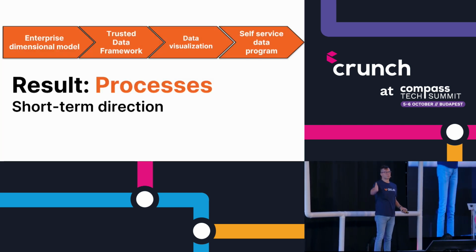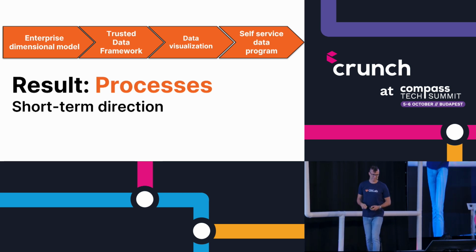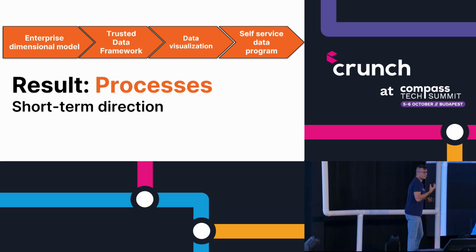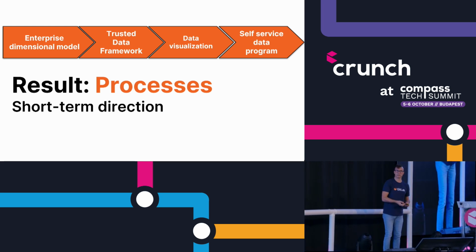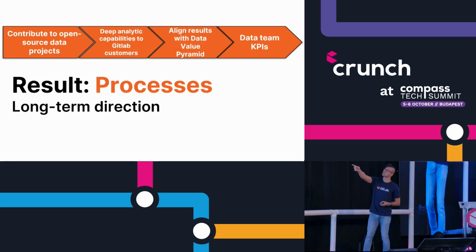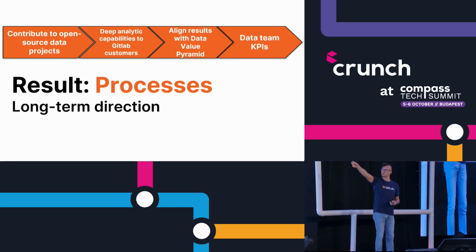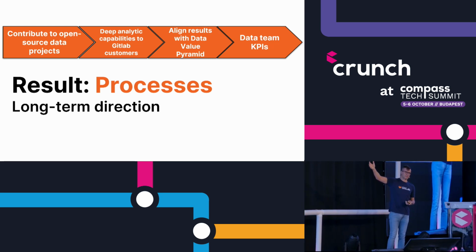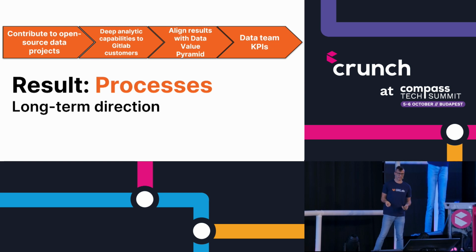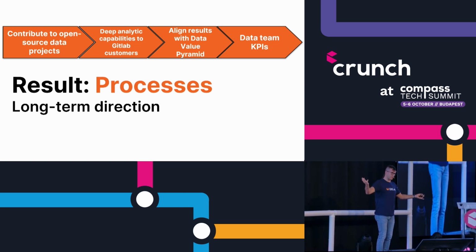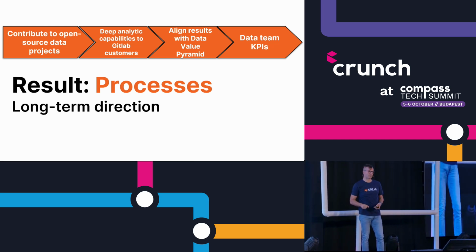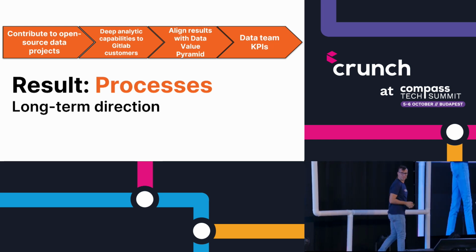And of course, to know where we are going, what direction we want to go, and how to rock in our team or in our company, we create a very short-term direction of what we want to have. Of course, in the long range and long term, we want to contribute to open source as part of the strategic approach of the GitLab Data team, know our customer as best as possible, align results with our data value pyramid, as I already mentioned, and stick with our key performance indicators in the data team.